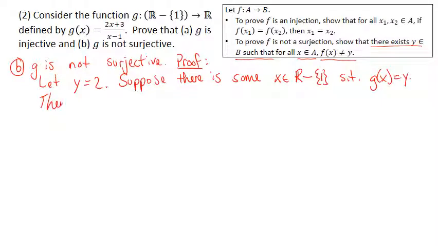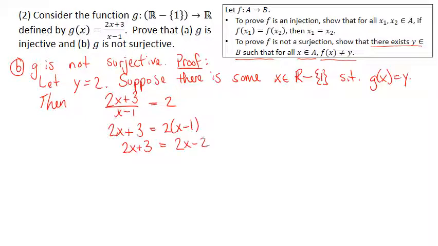So what would that tell me? If g of x equals y, that would mean that (2x plus 3) over (x minus 1) equals 2. Now I'm just going to do some algebra. I'll multiply both sides by x minus 1. Then 2x plus 3 equals 2x minus 2. I can eliminate 2x on both sides, and I get that 3 equals -2, which is obviously false, a contradiction.